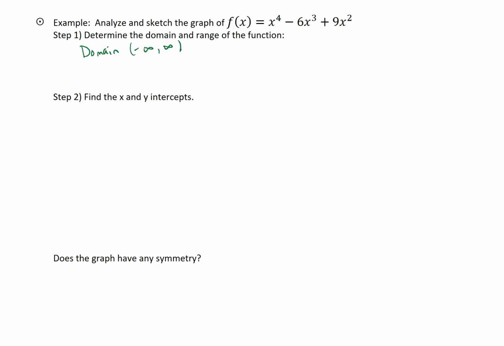You'll eventually get there. But one thing that you can do is you can factor this, which will give me x squared times (x squared minus 6x plus 9), and the x squared minus 6x plus 9 happens to be (x minus 3) squared. So you can see that in this case, we've got a squared and a squared, so those are both going to go positive, so this will never be negative. So the range here is actually going to end up being very predictable. It's going to be from 0 to infinity.